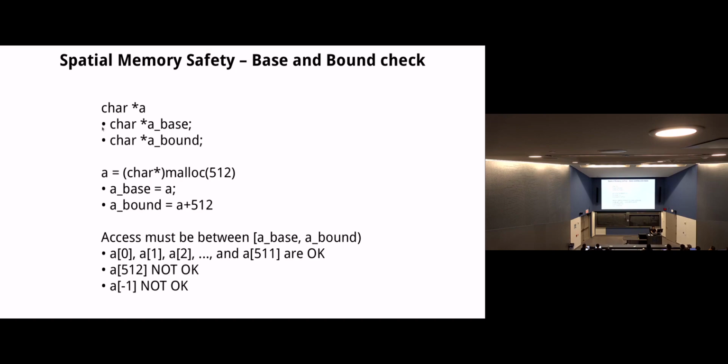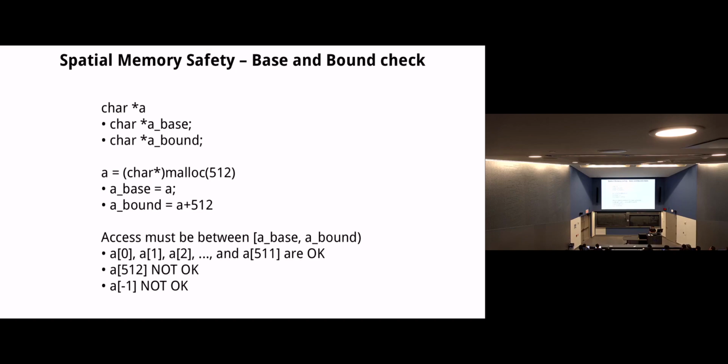The code here without bullets is the original C code, and the lines with bullets are what the compiler can generate. So when a programmer writes char star A and A equals that heap memory, the compiler behind the scenes will set A base to A as well, and also set A bound. Bound is A plus 512. So it is set. This is the beginning of this buffer. This is the end of the buffer.